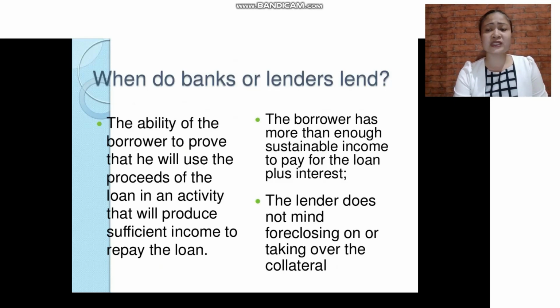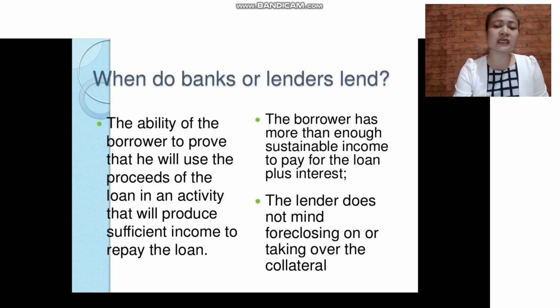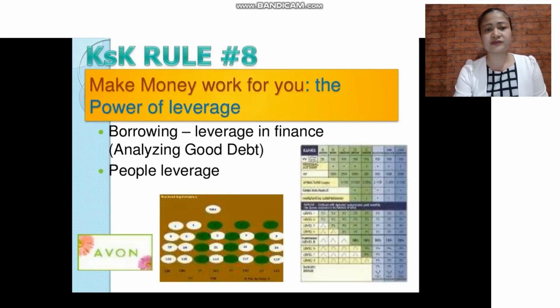When do banks or lenders lend? When the borrower is able to prove that he will use the proceeds of the loan in an activity that will produce sufficient income to repay the loan. The borrower has more than enough sustainable income to pay for the loan plus interest, because there is always an interest in every loan. Then the lender does not mind foreclosing or taking over the collateral.